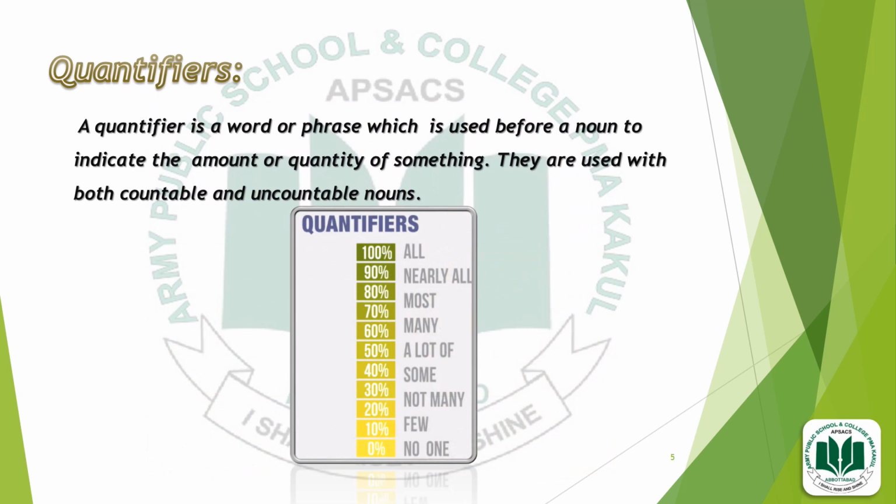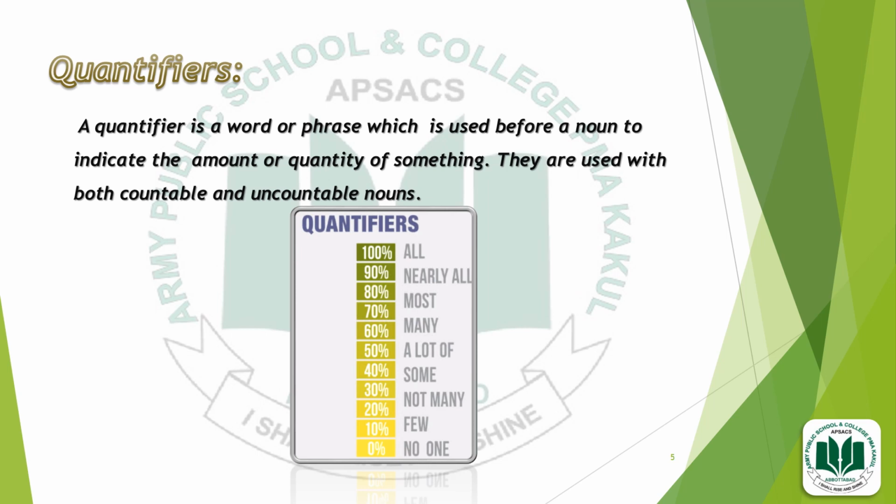Okay, quantifiers. A quantifier is a word or phrase which is used before a noun to indicate the amount or quantity of something. They are used with both countable and uncountable nouns. So we can simply say that quantifiers are words which tell us about the quantity or amount of something.